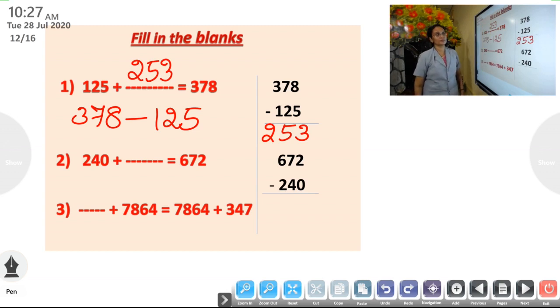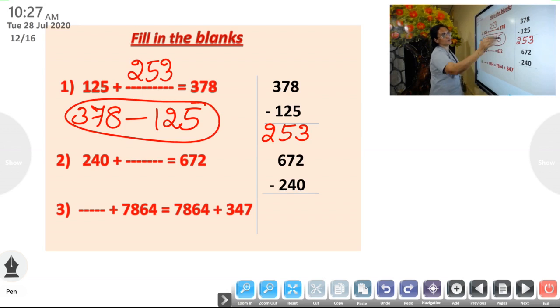125 plus 253 gives 378. This is a fill in the blanks question, so writing this step is not necessary. You simply subtract in the working space and you can write the answer.